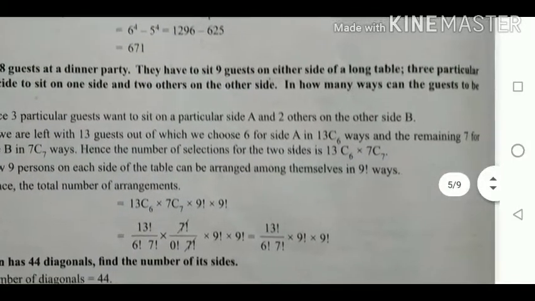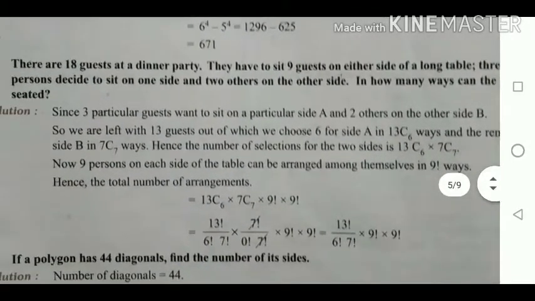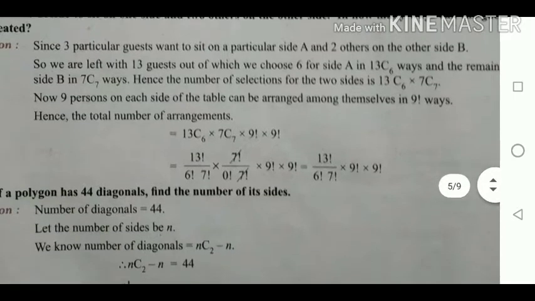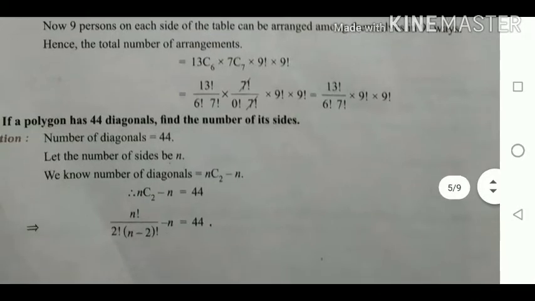In how many ways can the guests be seated? Since the 3 particular guests want to sit on side A and 2 others on side B, we are left with the remaining 13 guests, out of which we choose 6 for side A, and that is 13C6. The remaining persons are 7, so 7C7. If you multiply, after cancellation, we get 13 factorial divided by 6 factorial into 7 factorial into 9 factorial into 9 factorial.